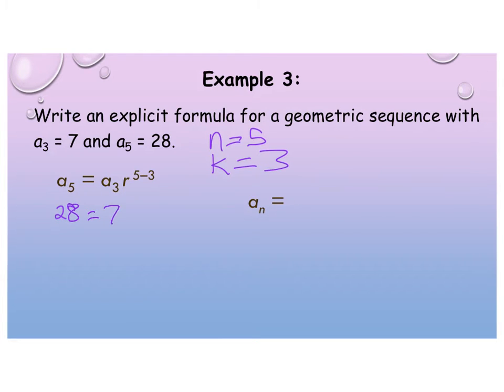A sub 3 is 7. 5 minus 3 is 2. So now we have to find a sub 2. Not a sub 2, I'm sorry, r. I'm going to divide both sides by 7. I get 4 is equal to r squared. Now I square root both sides.